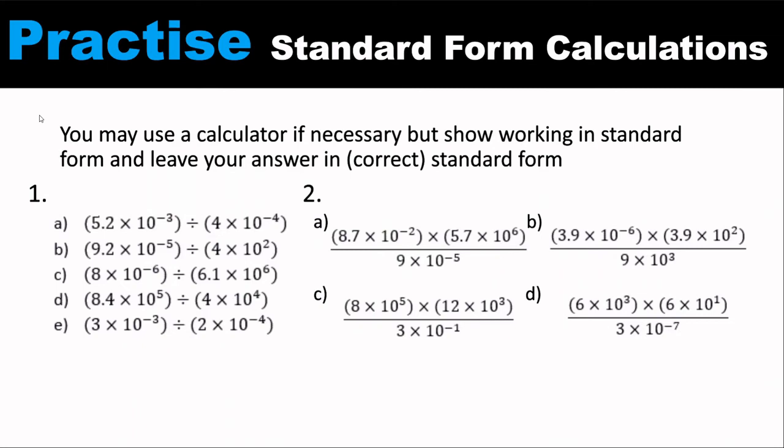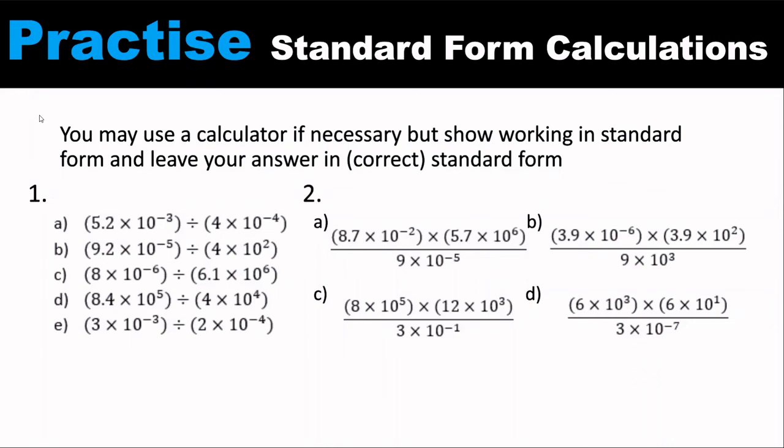For question 1, these are all divisions. I would much rather you write them as fractions first. And then again, remember, we do our non-base 10 part divided by our other non-base 10 part, but then we multiply that by the base 10 part of our value. And remember, the division law tells us to subtract the indices.